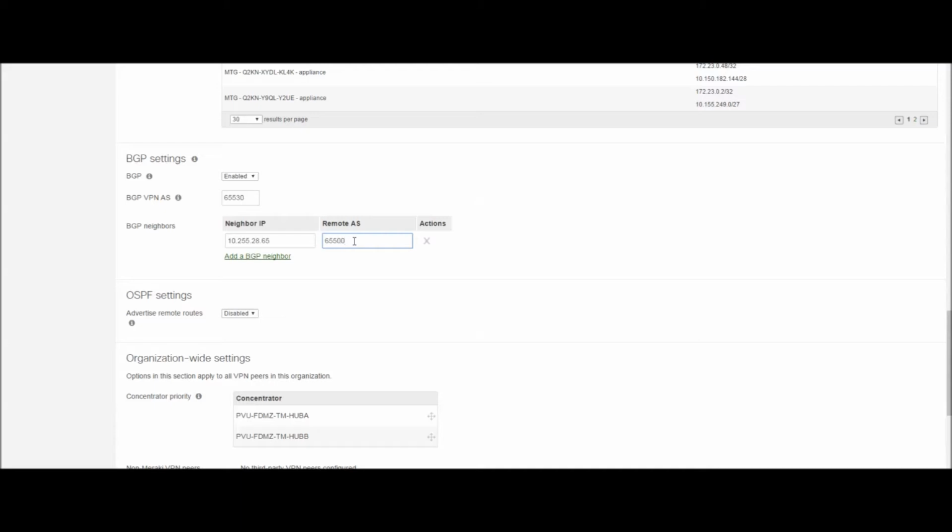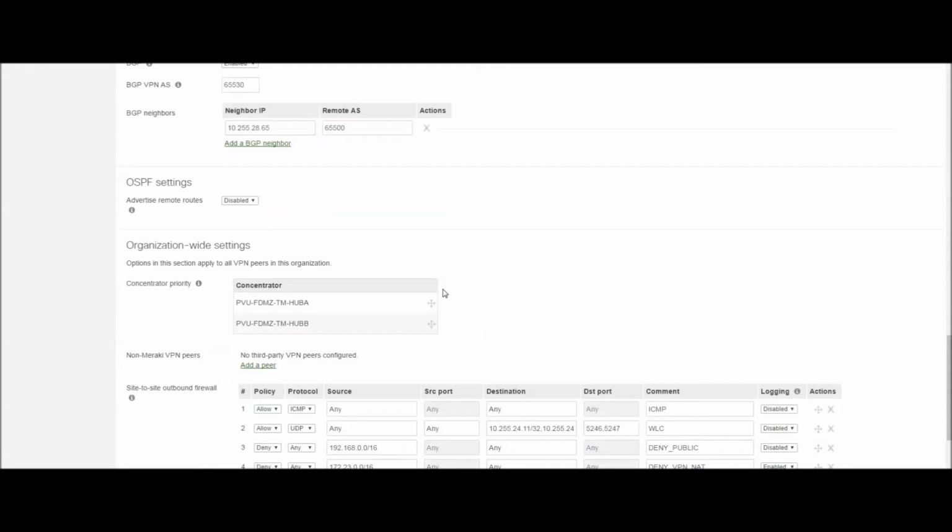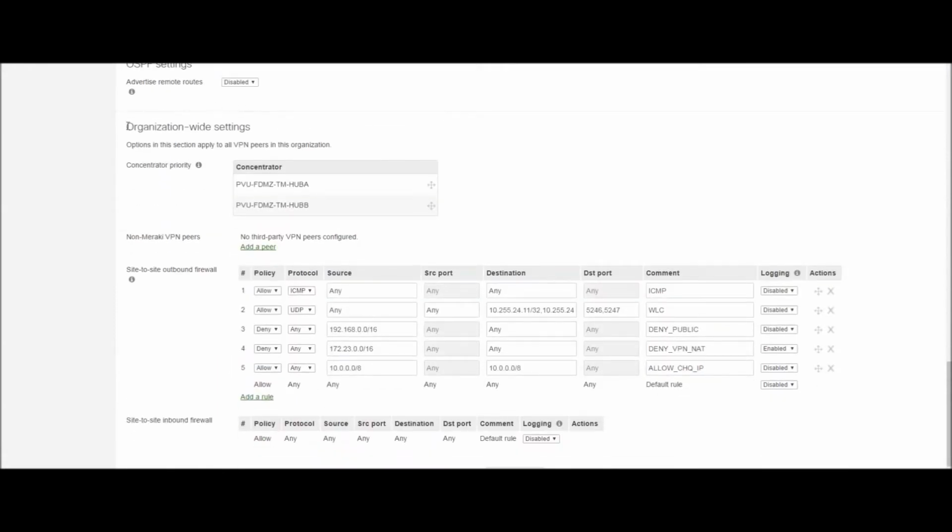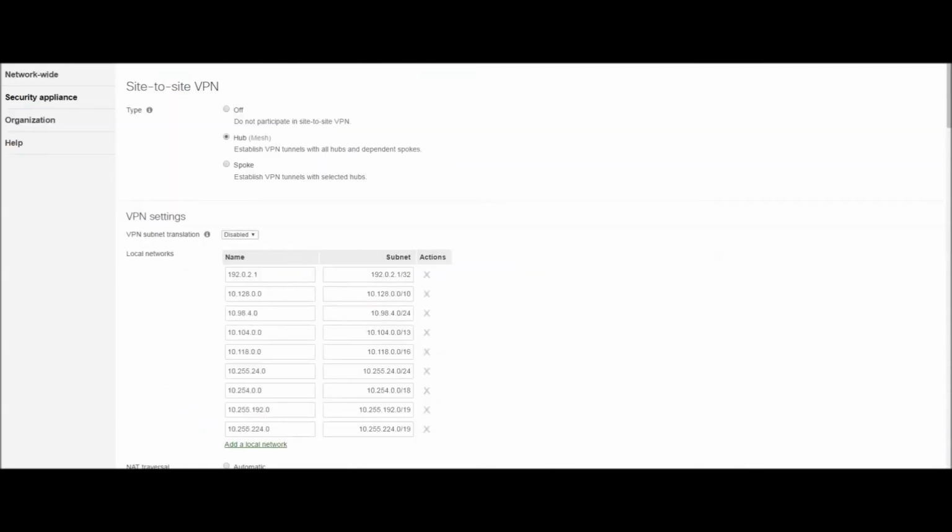If we were to define the autonomous system number for the peering relationship the same as the organization-wide setting on the Meraki side, that would be considered an iBGP relationship, and it will not work. It is designed to be eBGP from the head ends to your core. A couple of other things. As the field sites are creating VPN tunnels to multiple head ends, the concentrator priority here will define which hub is used to route traffic from and to the remote site. So that's something to be aware of. We have some access list rules down here, but that's out of the scope of this video.